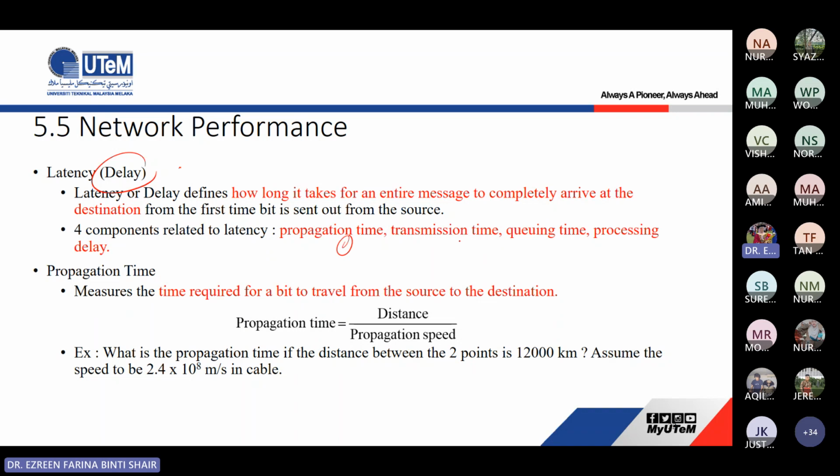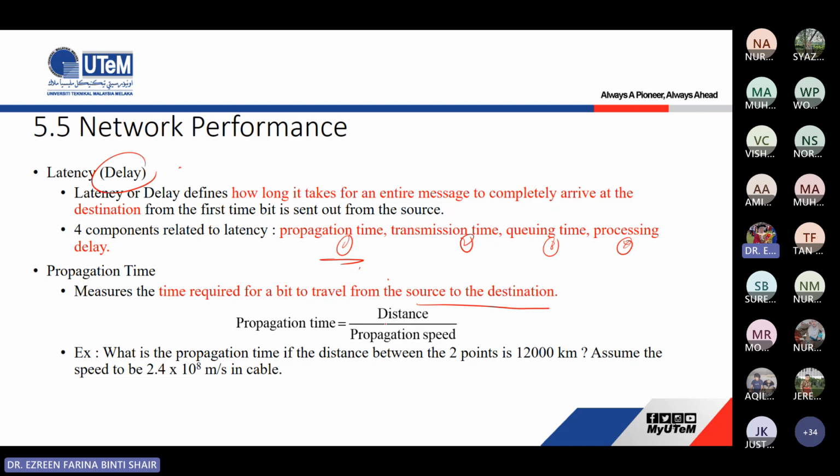The first one is propagation time. The second one is the transmission time. The third one is the queuing time. And the fourth one is the processing delay. So the first one, the propagation time. Propagation time is the time required for a bit to travel from the source to the destination.